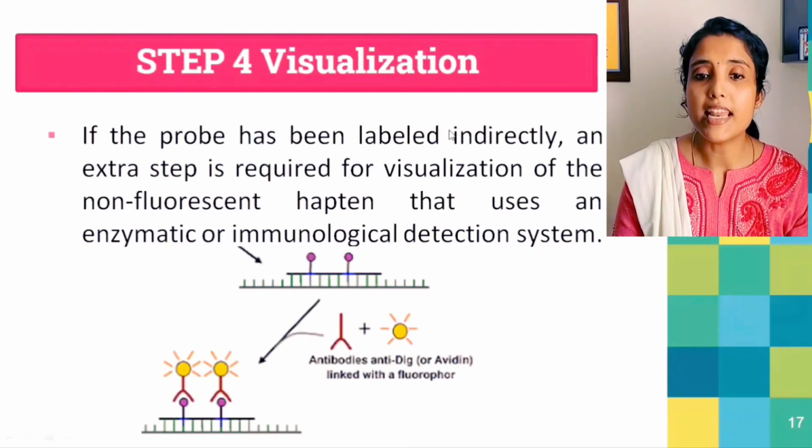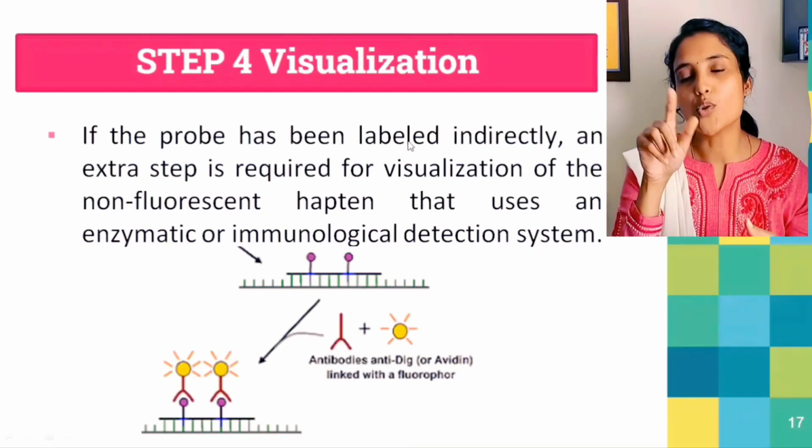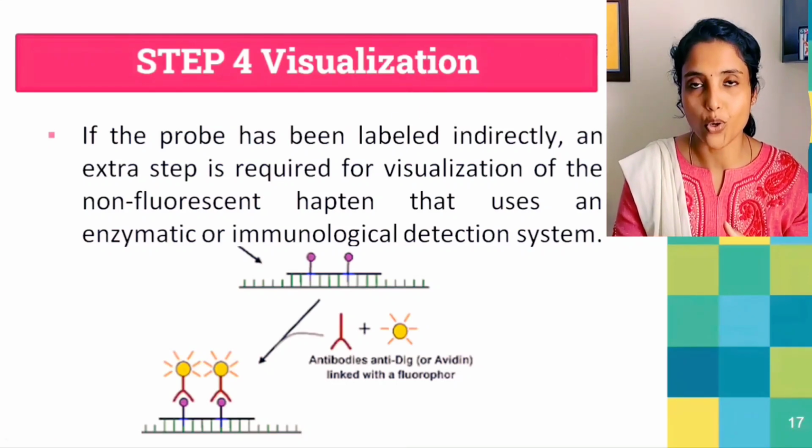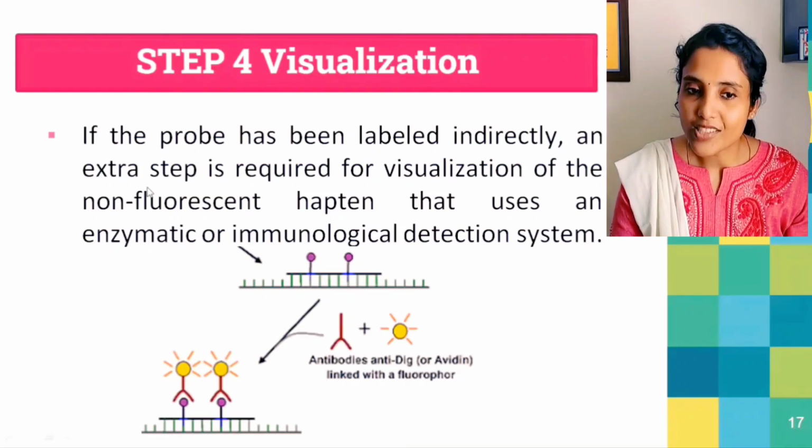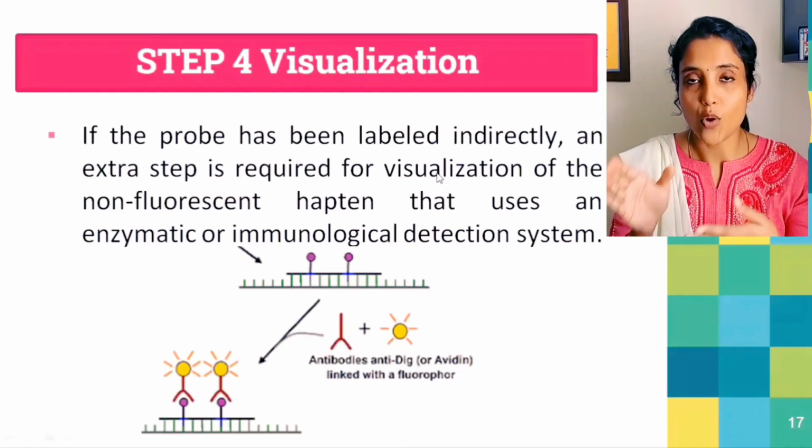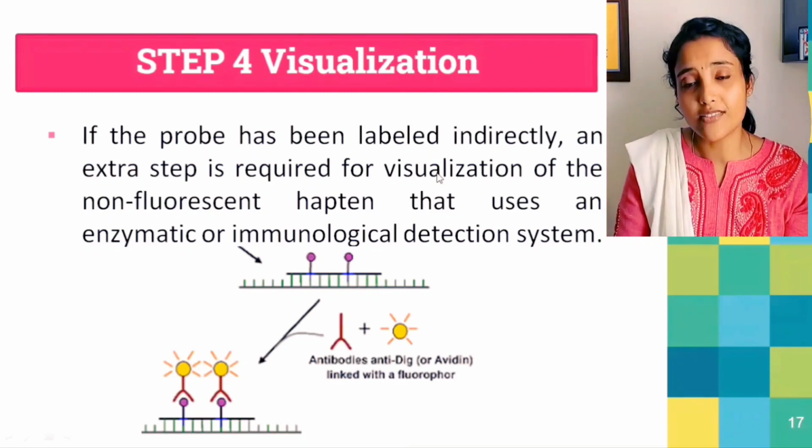If the probe has been labeled indirectly, that means initially there was only a hapten molecule attached to the nucleotide, what will we do? An extra step is required for visualization. So after hybridization, you have to do an extra step. What is that?